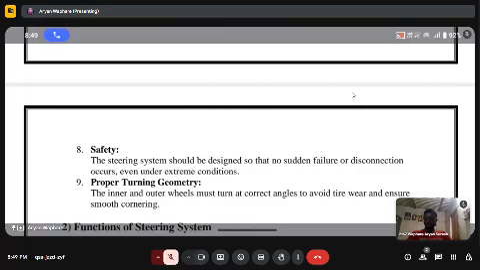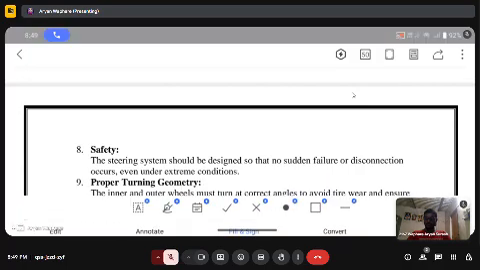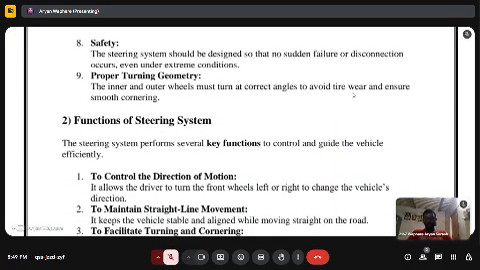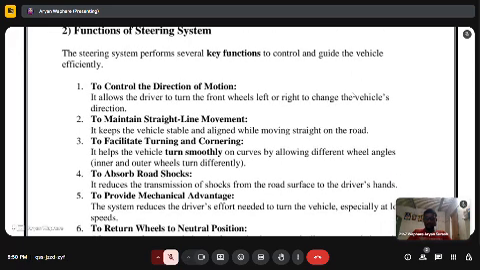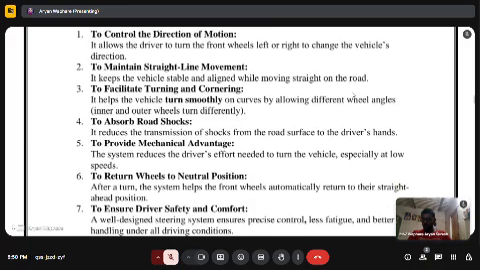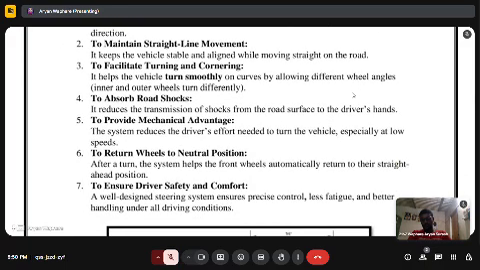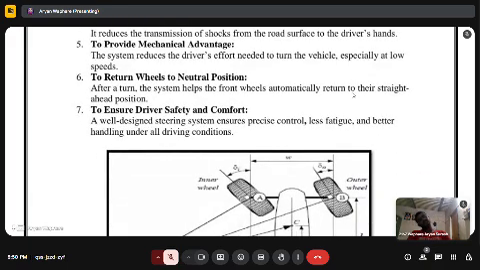The functions of steering system. The steering system performs several key functions to control and guide the vehicle efficiently: to control the direction of motion, to maintain straight line movement, to facilitate turning and cornering, to absorb road shocks, to provide the mechanical advantage, to return the wheel to neutral position, and to ensure driver safety and comfort. It is not all about driver safety, it is about the car safety too.